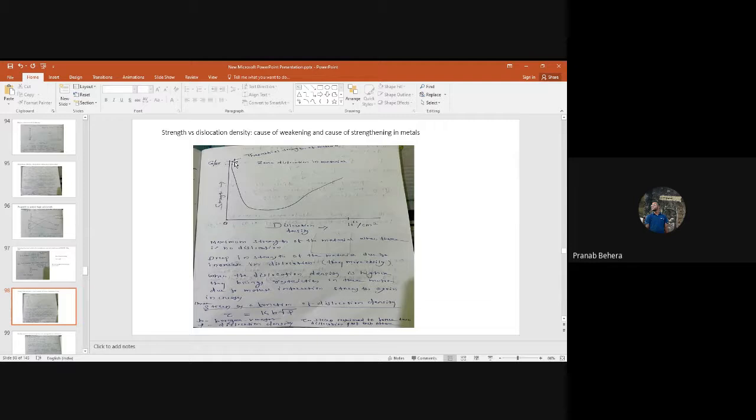Single crystal whiskers, very good. Single crystals or whiskers, why do they have theoretical shear strength? Due to the absence of any dislocations and grain boundaries. Very good. In the starting part, I told you, right? If you remember, yes, very good.